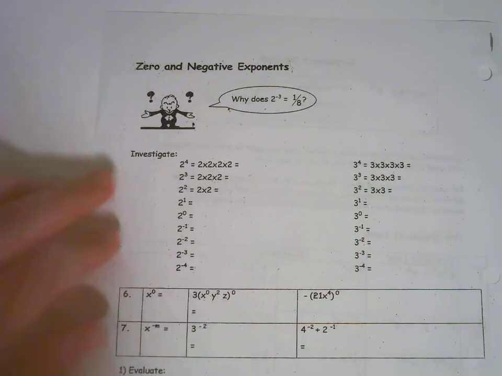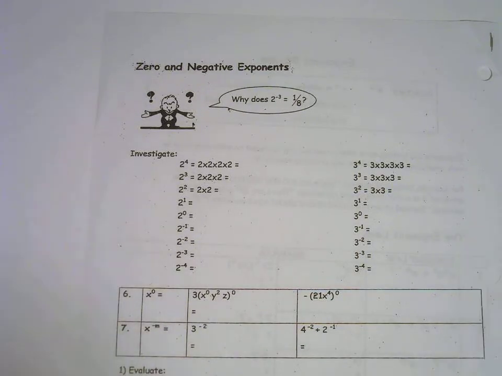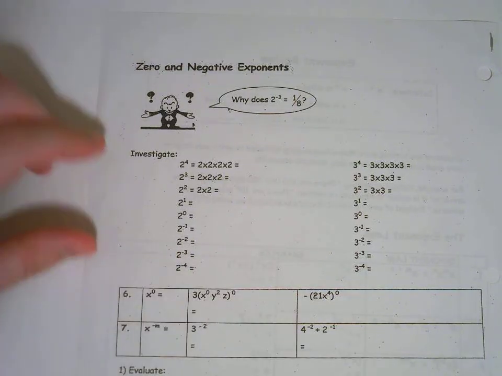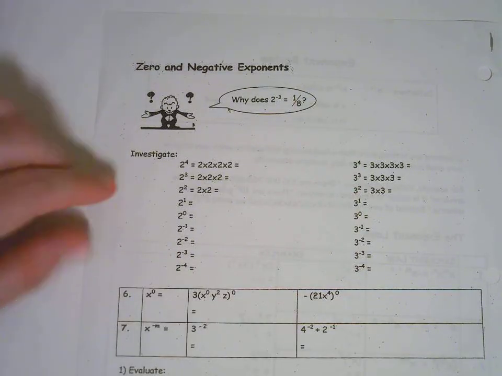Okay, on the other side of this, let's flip this over. We're going to be looking at two new rules you probably didn't see in the grade 9 course: 0 and negative exponents. So they've given us a little investigation that we can work through.